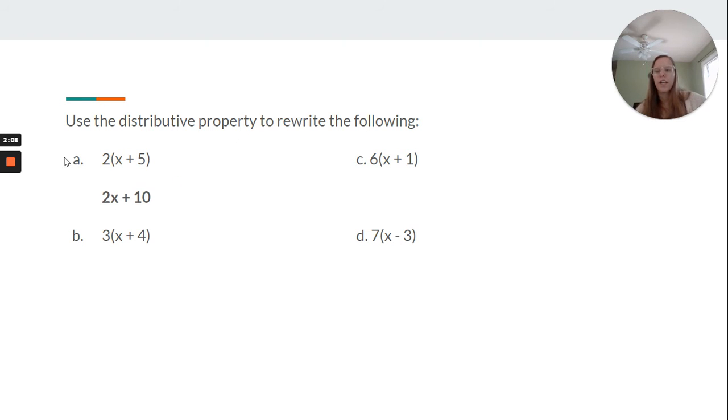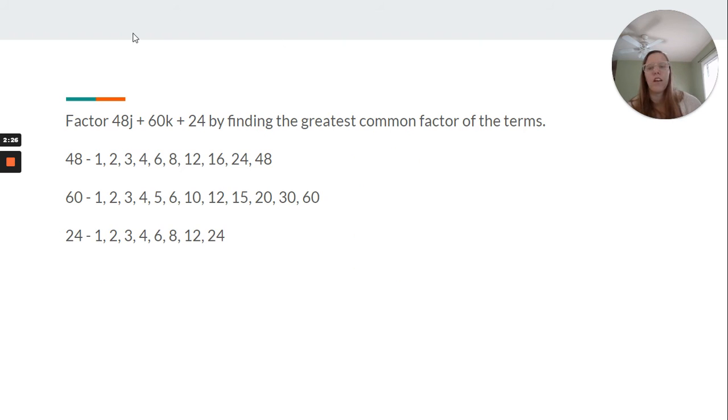So the first one, we're going to take 2 times the x, so 2x. 2 times 5 is 10. 3 times the x, so 3x plus 12. 3 times 4 is 12. 6x plus 6, and then 7x minus 21, because a negative times a positive is going to leave us with a negative.